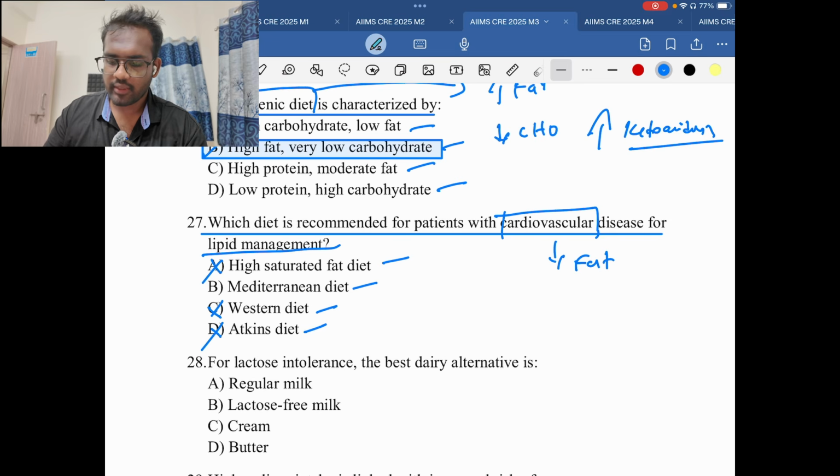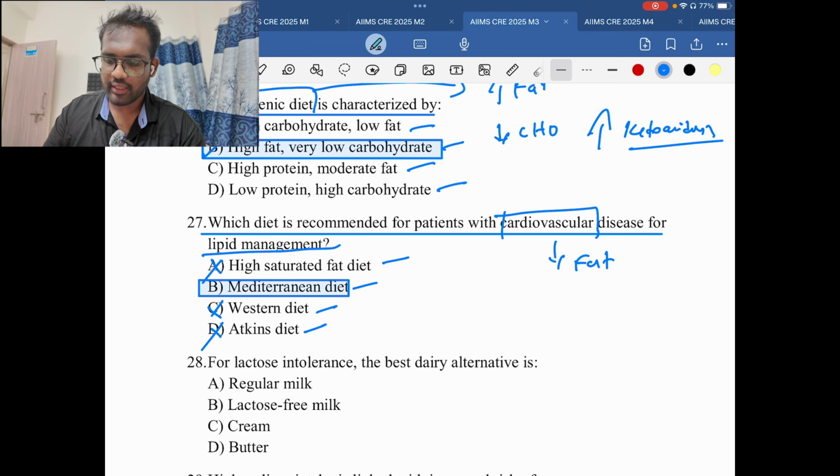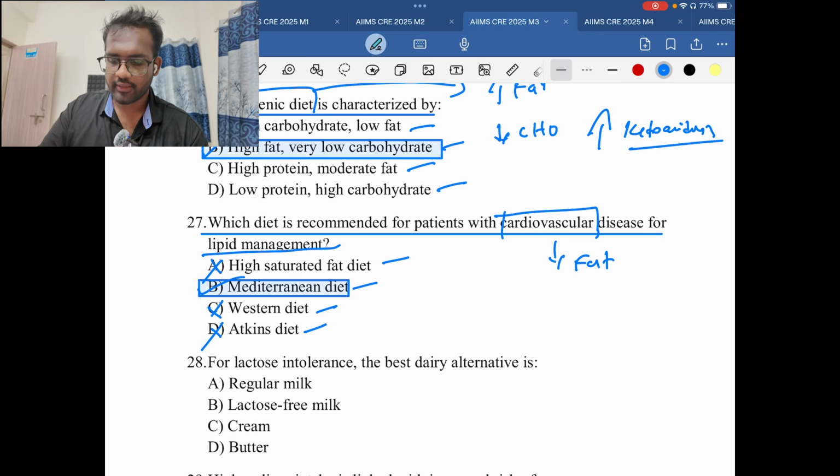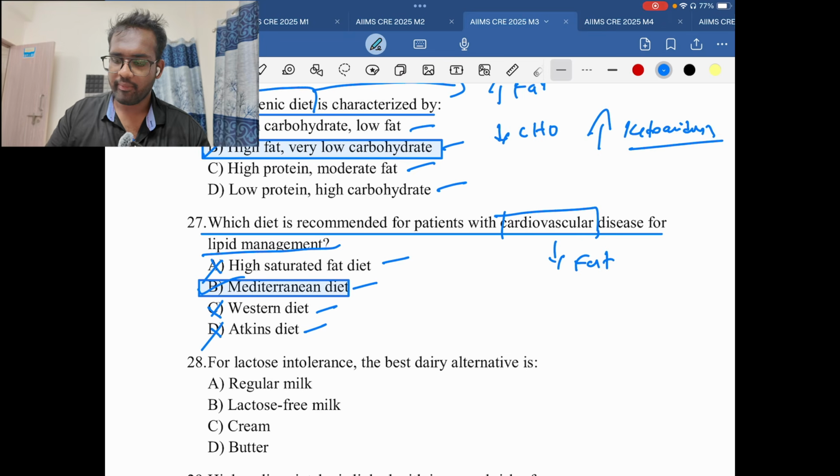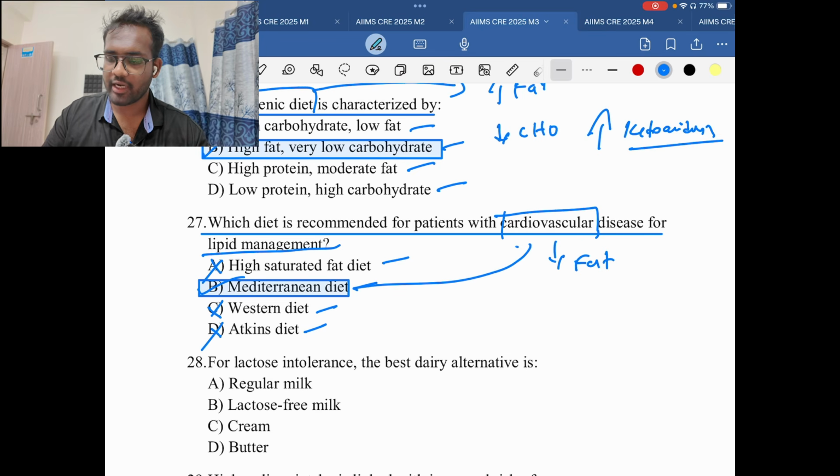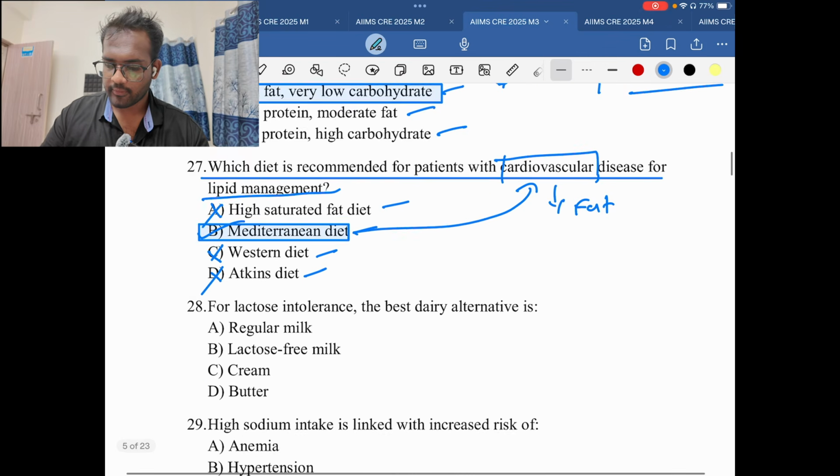So here we have only one option, that is Mediterranean diet, which emphasizes fruits, fish, healthy fats, nuts, etc. That is called Mediterranean diet. Mediterranean diet is very helpful for cardiovascular diseases. So always remember, if there is a cardiovascular disease diet question and they have mentioned Mediterranean diet, go for Mediterranean diet.